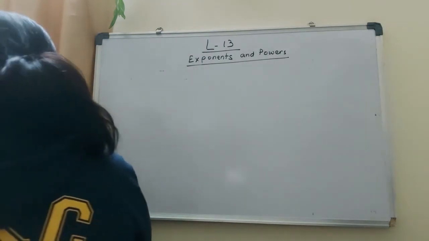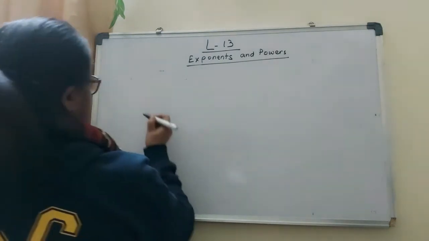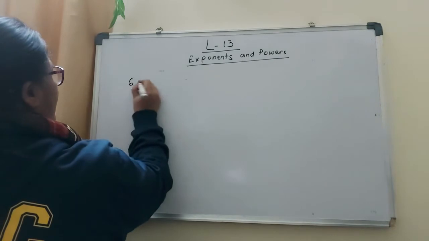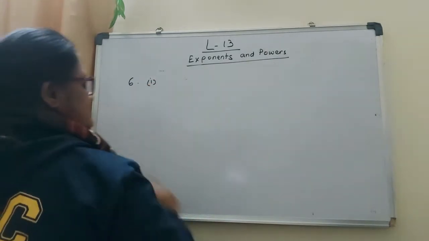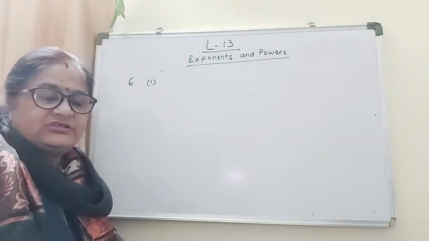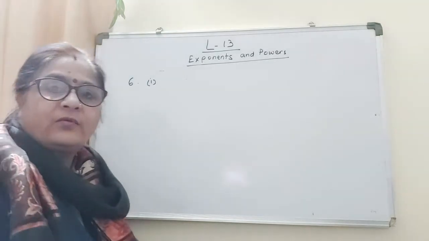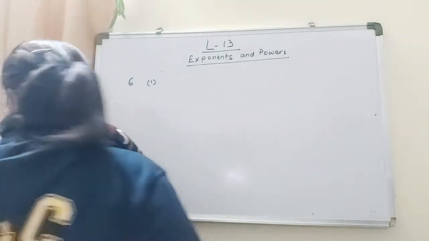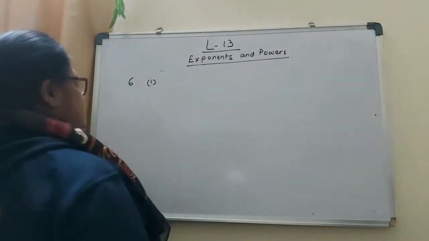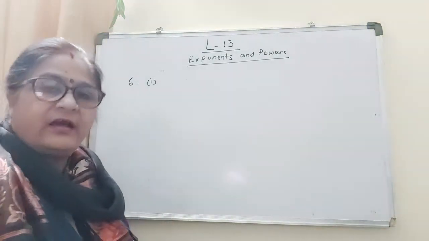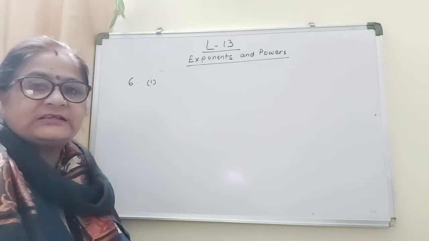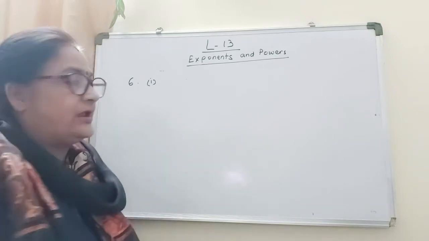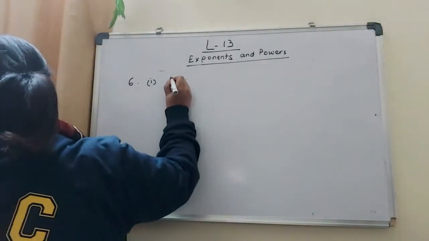Next is question number 6. Now all these sums are related to exponential form, where we are going to expand the number and then multiply. First here it is given, simplify. Simplify means to find the answer, not in exponential form but as a product. Okay. First one I will do.